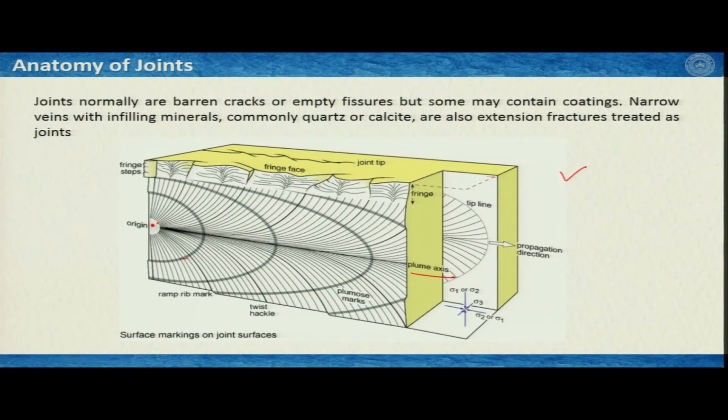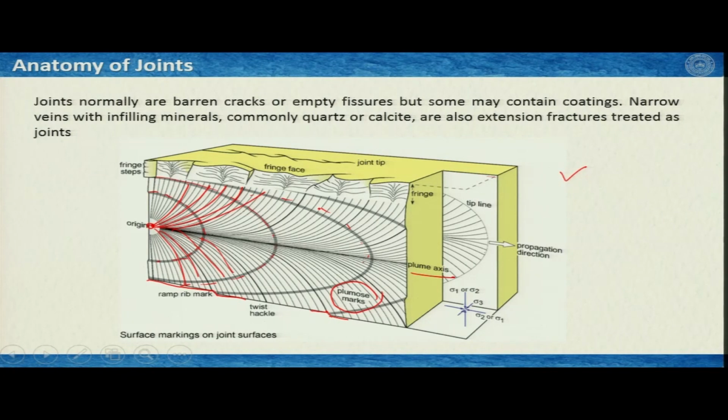And these feather-like features generally originate from the origin where the joint started, and these are known as plumose marks. You can also see around this origin some radiating half circles or half ellipses like this. These are known as rib marks, and rib marks are generally characterized by some sort of steps, and these steps are known as ramp rib marks.